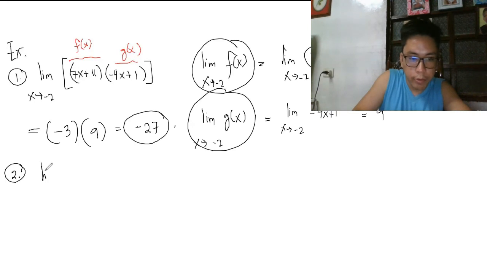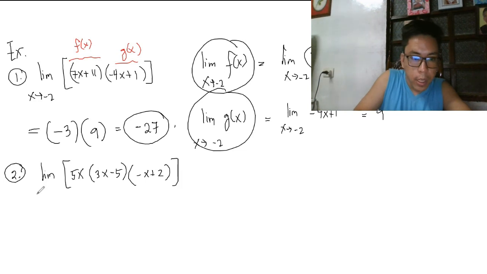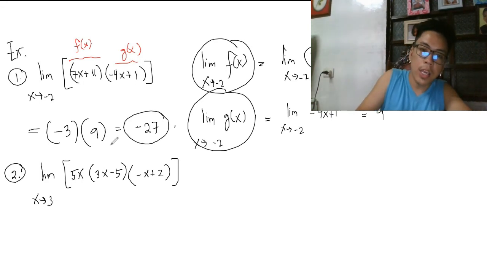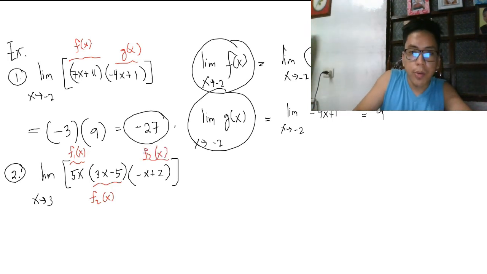Okay, let's try another example. The limit of 5x times 3x minus 5 times negative x plus 2 as x approaches, let's say, 3. Now in this case, this is your f sub 1 of x, this is your f sub 2 of x, and this is your f sub 3 of x. So what happened? This is the limit of f sub 1 of x as x approaches 3.